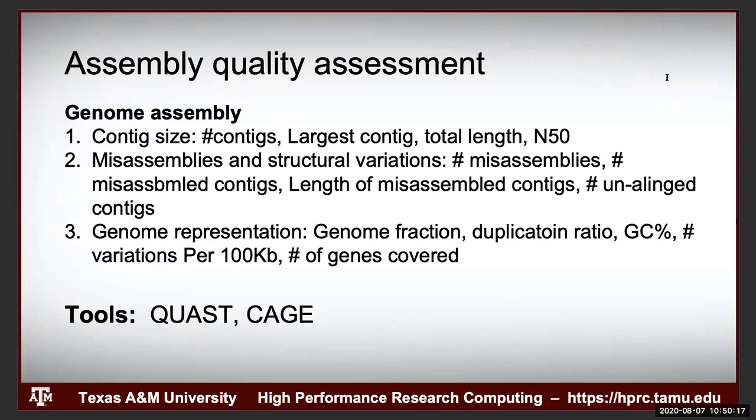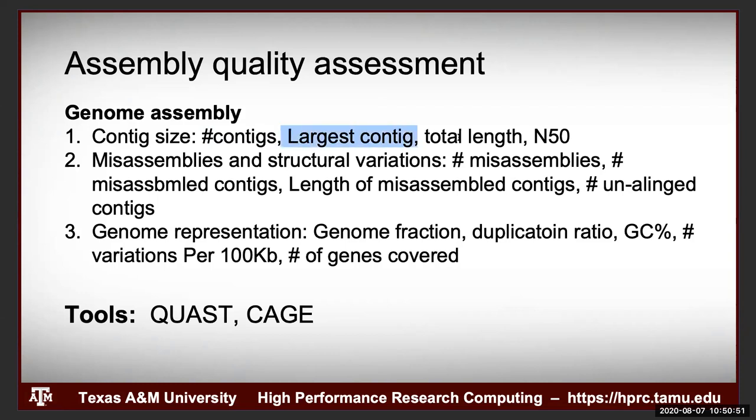Okay, so once you have the assembly finished, you want to check how good the assembly is. So for genome assembly, you want to know the contig size, or how many contigs were generated. Let's say, for example, if I'm trying to assemble the human genome, I know how many chromosomes I should have. So if the assembly gives the exact number of chromosomes, that'd be perfect. But in most cases, it won't be like that. You'll get many more than the chromosome number. So we say those are contigs before they were put into a chromosome format.